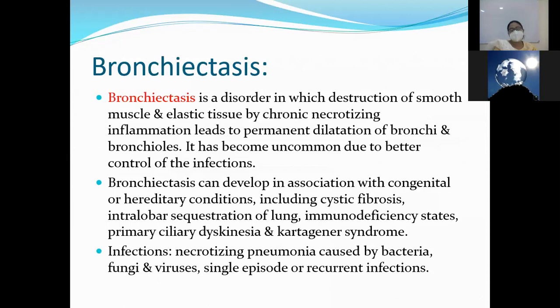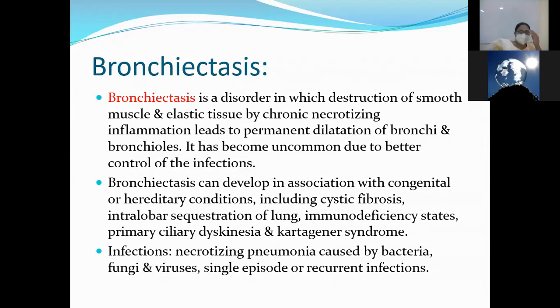Now, this is all about asthma. Clear? Now, we will continue with the next obstructive lung disease, that is bronchiectasis. Clear? But asthma is clear to all of you. Now we start bronchiectasis. Bronchiectasis is basically a disorder in which there is a destruction of smooth muscle and elastic tissue by chronic necrotizing inflammation leading to permanent dilatation of the bronchi and bronchioles. It has become uncommon due to better control of infection.